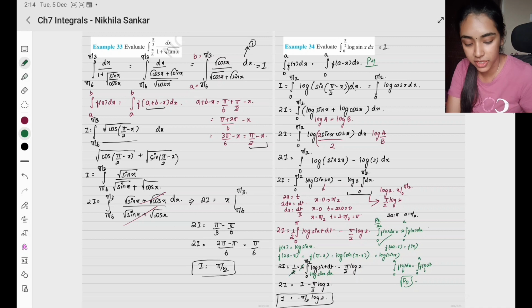When we do substitution, the definite integral limits change. So with this we are done with the example questions. Let's move on to exercise questions.